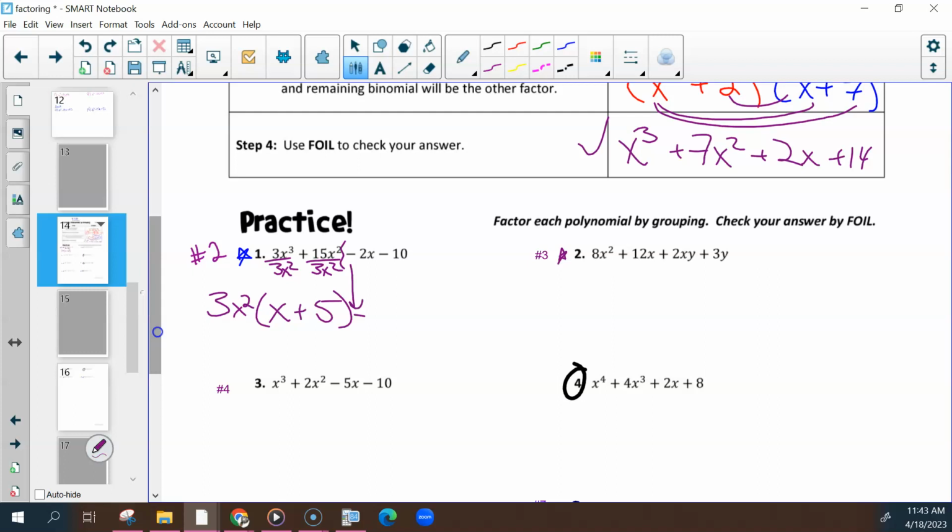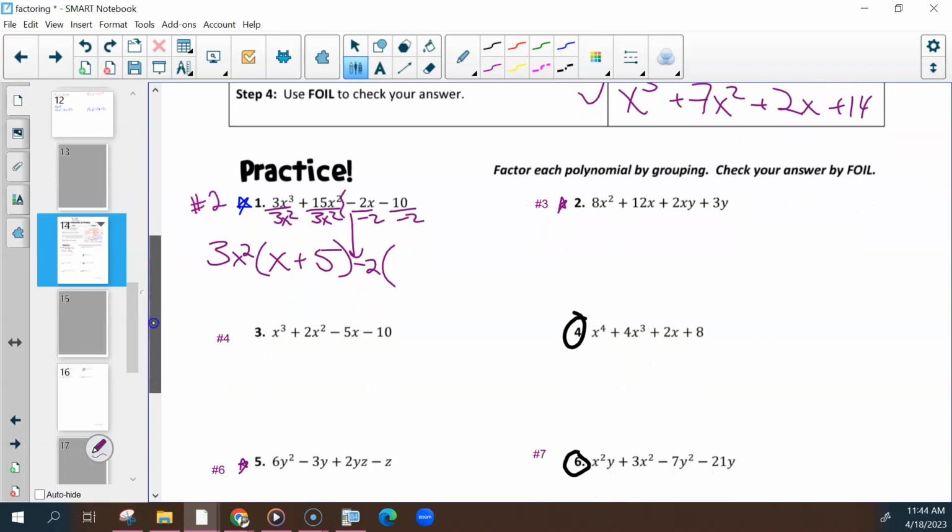What can we divide out of the last 2? 2. But because we brought down that negative, we're going to be dividing by negative 2. So your signs are going to change. So then if we divide out negative 2, what's left? X plus 5.